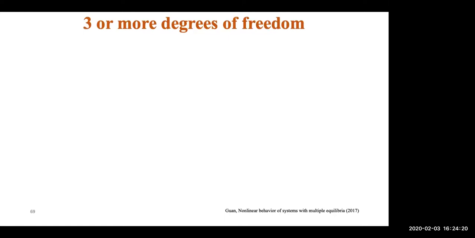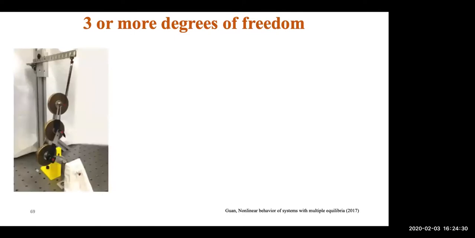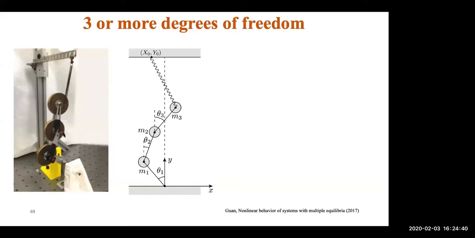We don't have any plans to do any experiments with ship dynamics as of yet, but we're looking at how we push this to, instead of 2 degrees of freedom, 3 or more degrees of freedom. In 3 degrees of freedom, you can do a nice tabletop experiment. This is a kind of triple pendulum. It's got a spring and then just masses connected by rods with pivot joints. So you've got three angles, theta one, theta two, theta three. Those are your 3 degrees of freedom.